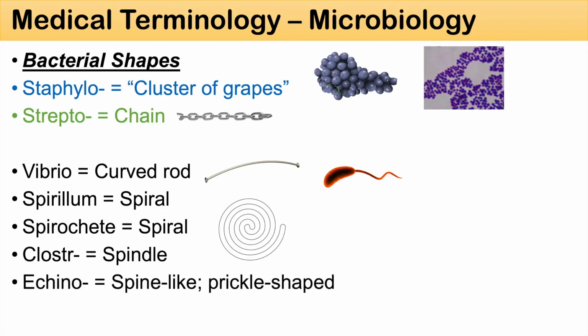Another term to describe a bacteria's shape is echino. So echino means spine-like or prickle-shaped, so echinococcus. And actinobacteria, the prefix actino means ray-like processes.